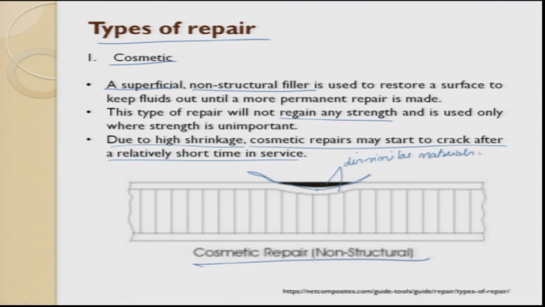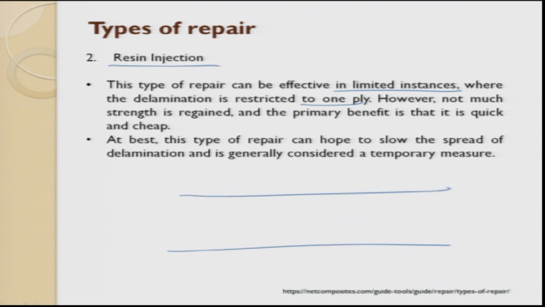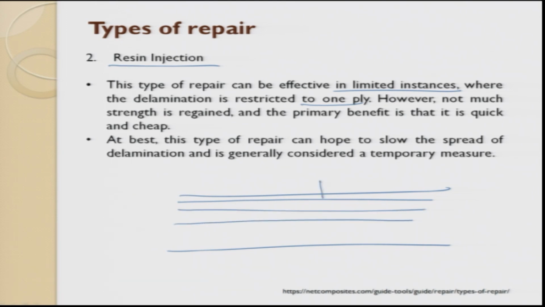So, this is cosmetic and there is a small dent on the surface. The next one is resin infusion. This type of repair can be used only in a limited instance where the delamination is restricted to one ply, just on the surface. So, this is a composite. You have plies, so this injection can happen only in this direction.